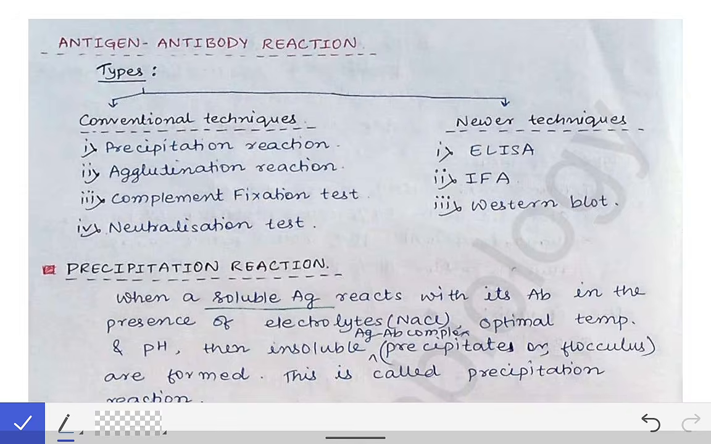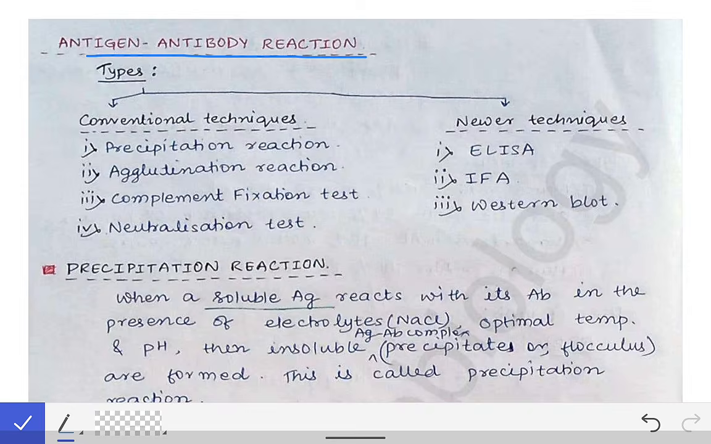Now, as we have discussed the antigen and the antibody in our different lectures, it's time to discuss the antigen antibody reaction, which is a very important topic from the exam point of view. These antigen antibody reactions have been classified into two types based on their methods of demonstration.